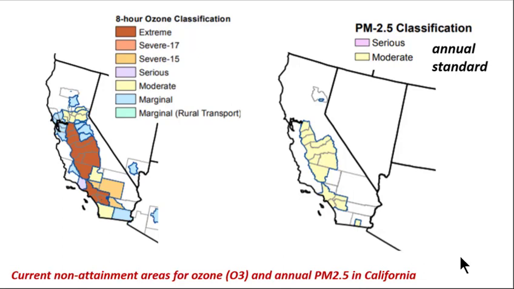The situation in California is as in much of the rest of the U.S. The main pollutants for which non-attainment still exists are ozone and PM 2.5. The next course module will focus on these two pollutants to learn more about why these pollutants are especially challenging to control and current efforts in place to improve air quality and reach attainment with respect to ozone and PM 2.5.